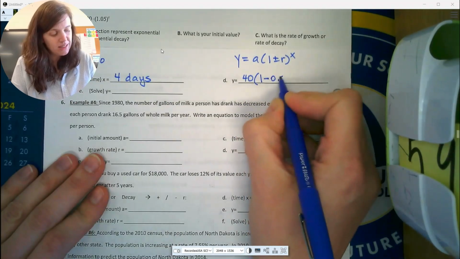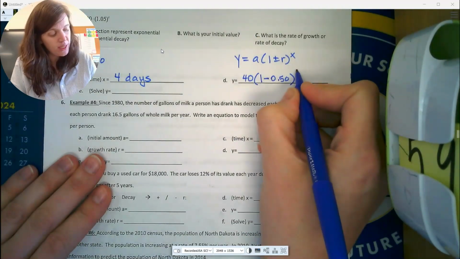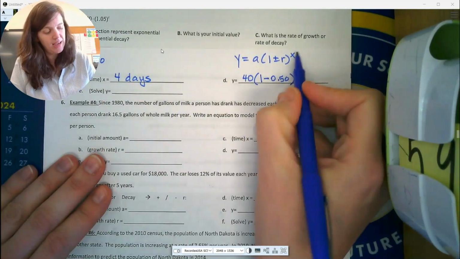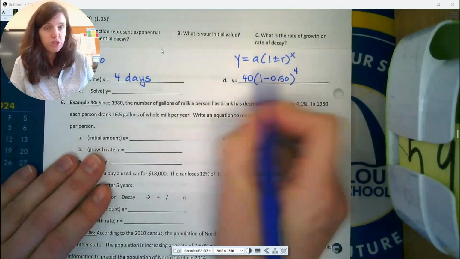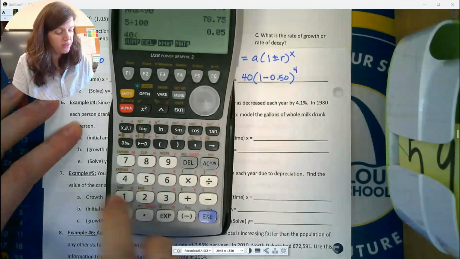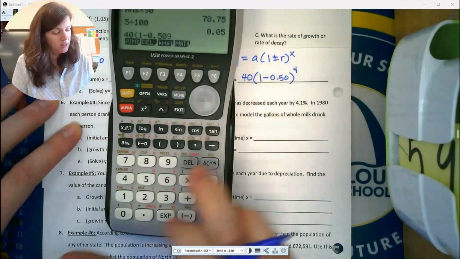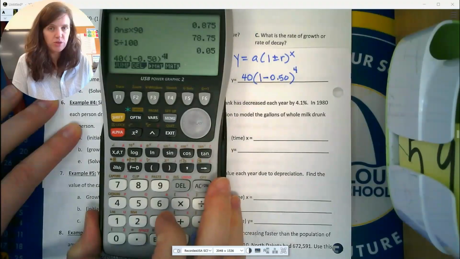So I'm subtracting 0.5 from 1, and I'm doing it to the fourth power. Why fourth? Because x here is 4. It says after 4 days. Well, if I do this in my calculator, I can do it mathematically right here. I can do 40 parentheses 1 minus 0.50, and then to the fourth power, right? That will give me the answer that I need.